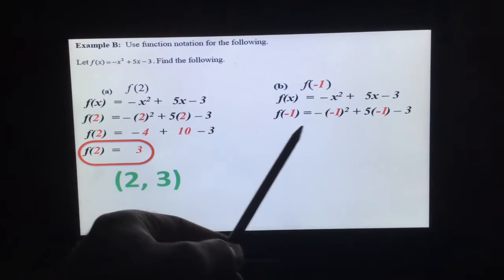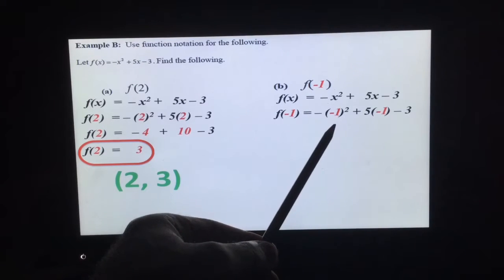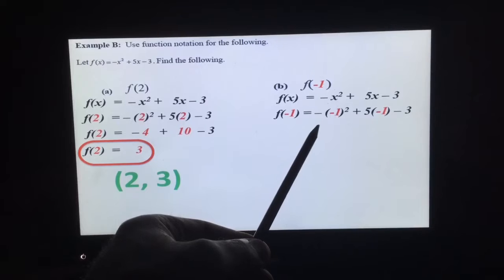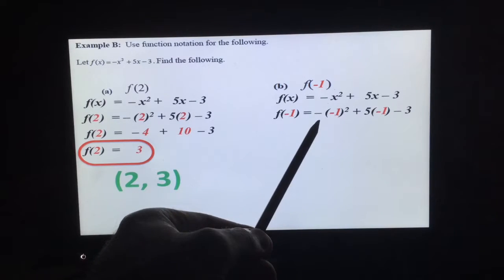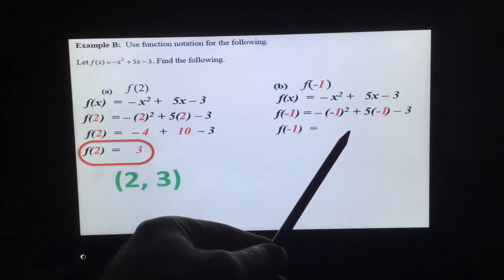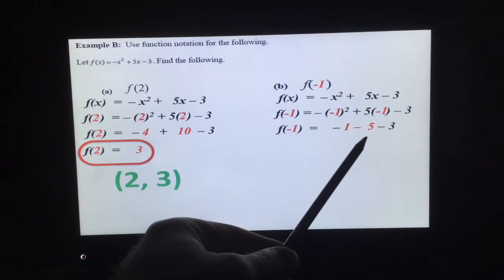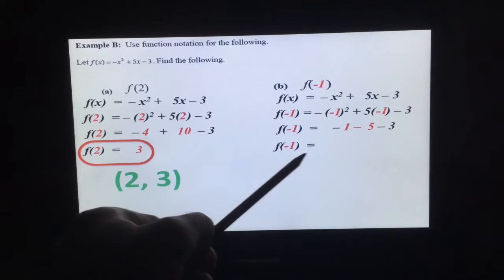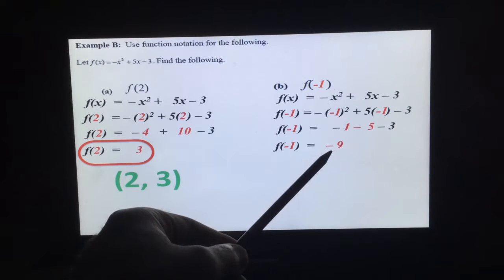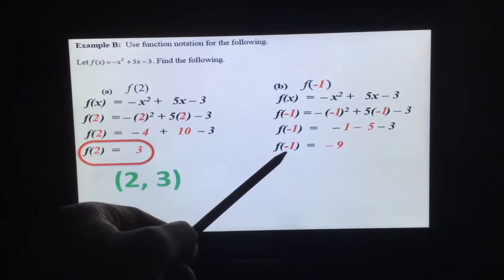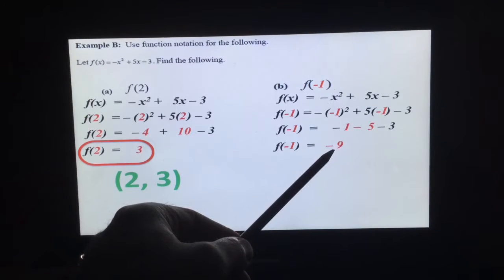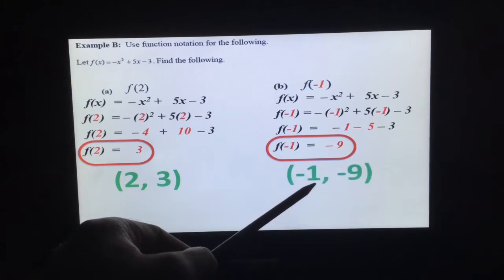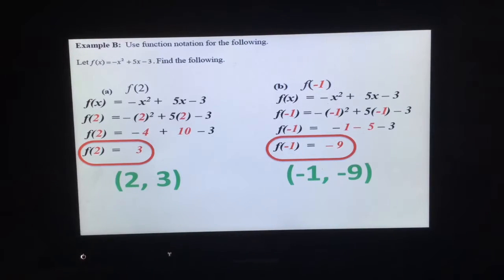All right, now again, you can plug this whole thing in your calculator, and if you didn't have a calculator, you can just go ahead and do these individually in your head. Negative 1 squared is 1, times negative 1 is negative 1. 5 times negative 1 is negative 5, and then we're going to bring down the minus 3. Put these together, you're going to wind up getting f of negative 1 equals negative 9. So we simplified it, and now we can see that the input was negative 1, the output was negative 9. Therefore, the ordered pair that would coincide with this would be in the third quadrant. Okay. The next one for C, let's go ahead and do that right now.